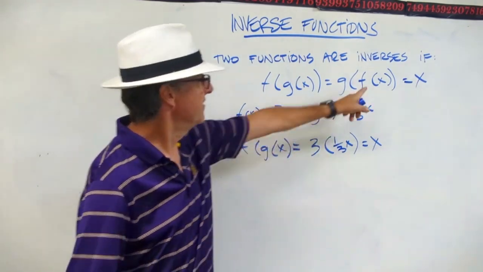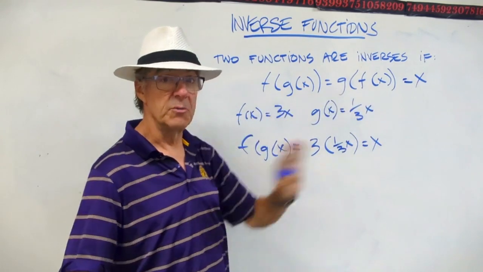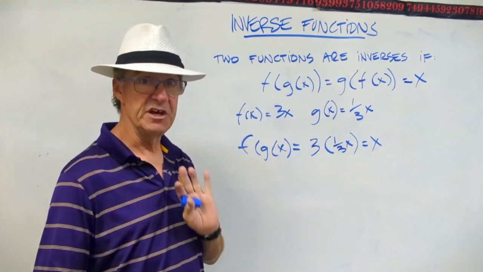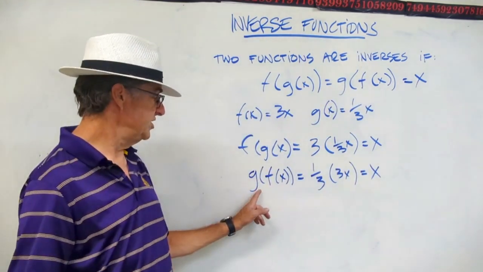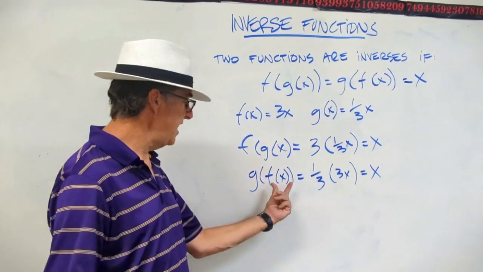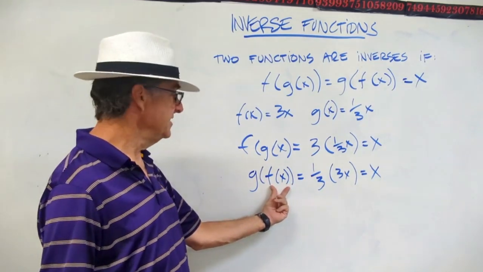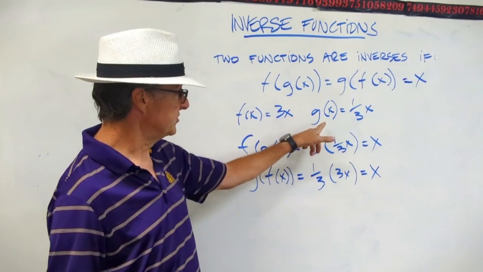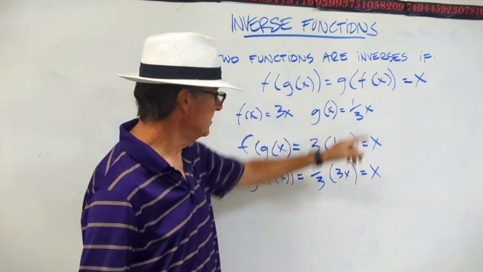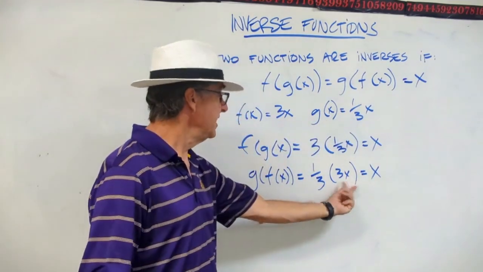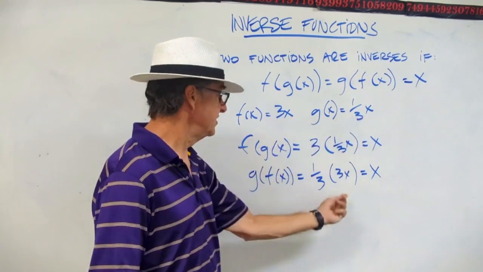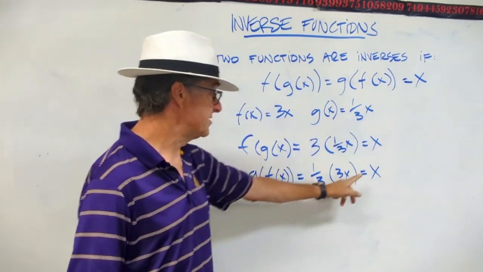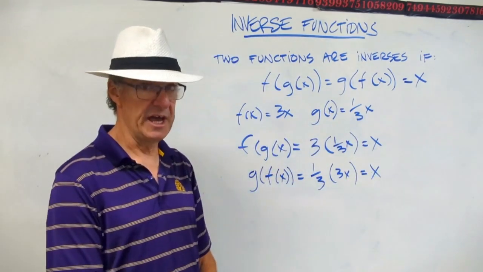Now, we're not quite done showing that these are inverses. We need to do this case also. So pause the video and do g of f of x. Okay, g of f of x is putting the f of x function inside the g of x function. g of x is the 1/3, so that's on the outside. We're putting in the f of x for x in the g function. So I have 1/3 times 3x, and again, that makes x.